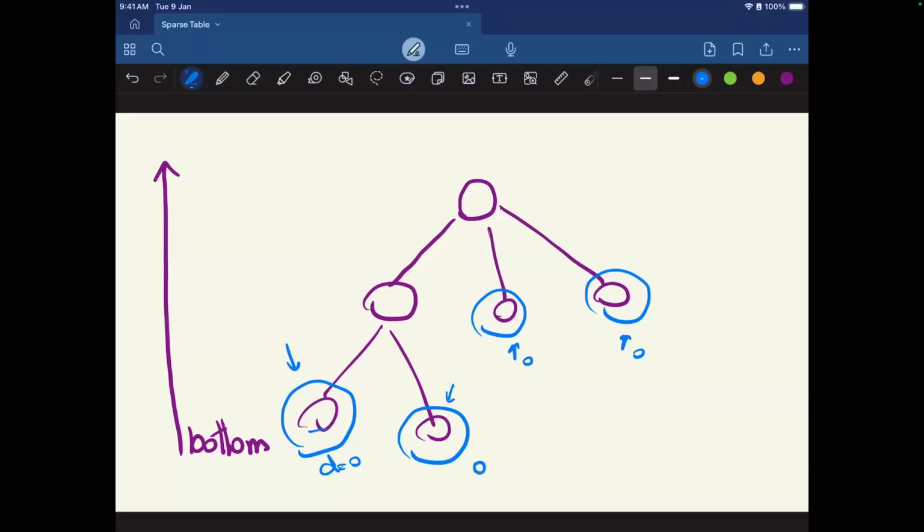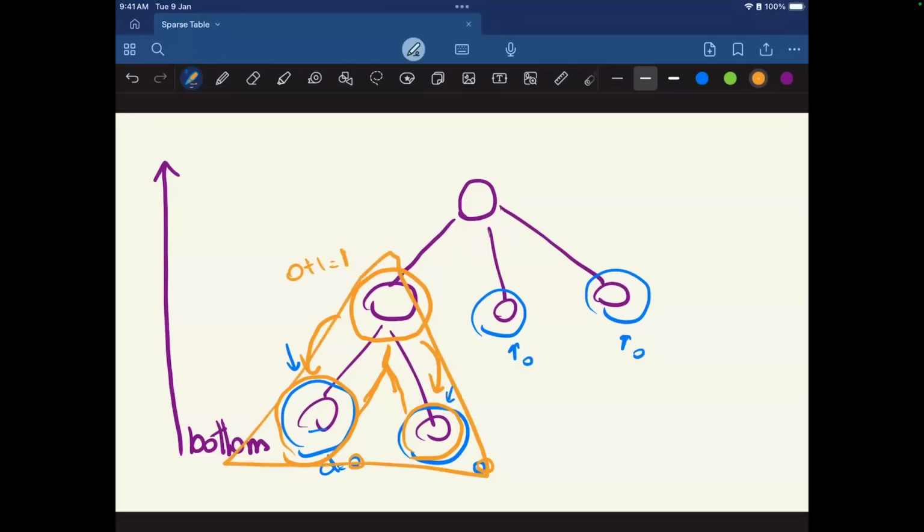Now for this node, you can notice that for its children, the depth required to make them is 0 and 0. Do you agree that these two can be merged into one? Since this is depth 0 and depth 0, with depth 0 plus 1, which is equal to 1, we can make this subtree right over here. Yes or no? Yes. Now the thing to notice here is that you can make this using depth 1.